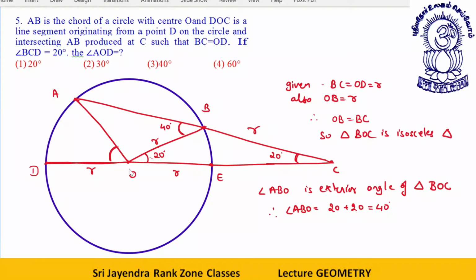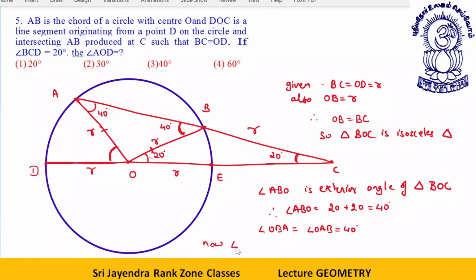Now, my dear students, what's going to happen? This angle is 40 degree. This is radius, this is also radius. These two sides are equal. So this angle will also be 40 degree. Now you have got two angles of 40 degree. You got angle OBA is equal to angle OAB is equal to 40 degree.